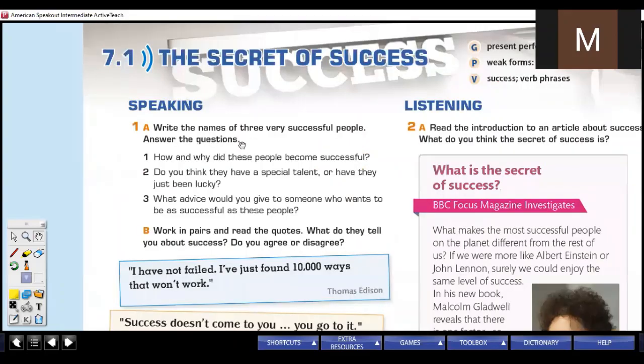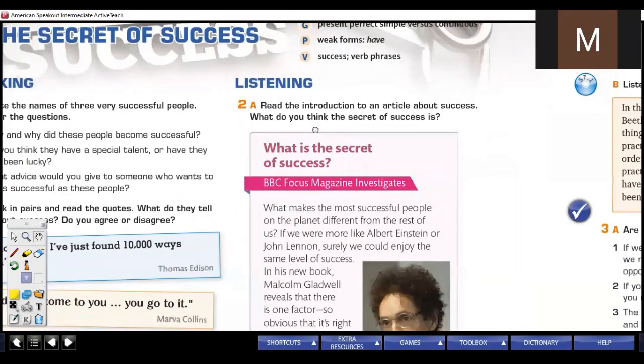Take a look. Write the names of 3 very successful people. You are just going to choose one person, not 3 of them. You're just going to choose one person, the one you like, right? A very successful person. And then you're going to answer these 3 questions, thinking of that person, but at the end, not now. I repeat, right?